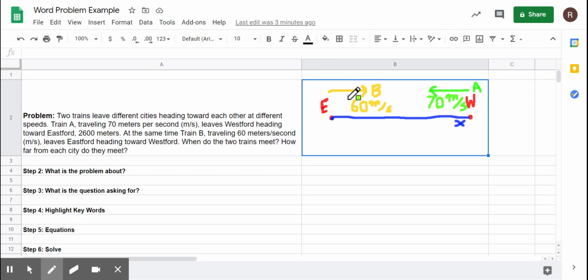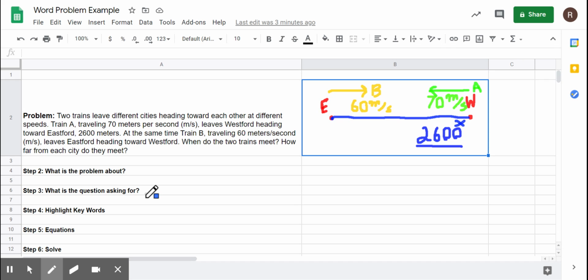Okay, and then after, I got this X here, which is 2,600 meters, okay? No big deal, that's step 2. Okay, so what's this problem about? We got two trains heading toward each other, different speeds, and this distance between them, and we want to know something. Okay, so let's move on to step 3.